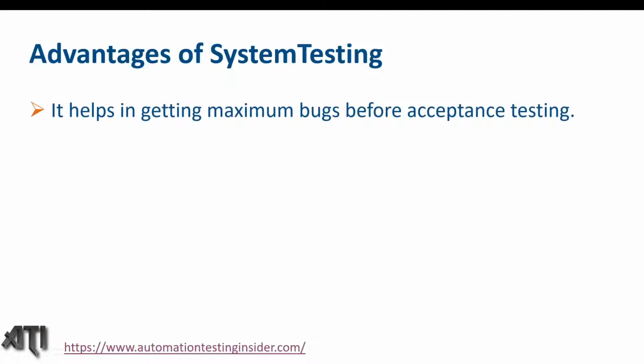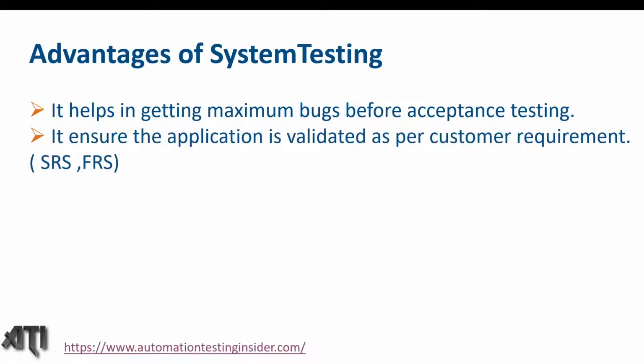So what are the advantages of system testing? It helps in getting maximum bugs before acceptance testing, because we perform functional as well as non-functional testing, so we get many defects in terms of the functionality and non-functional aspects of the application.